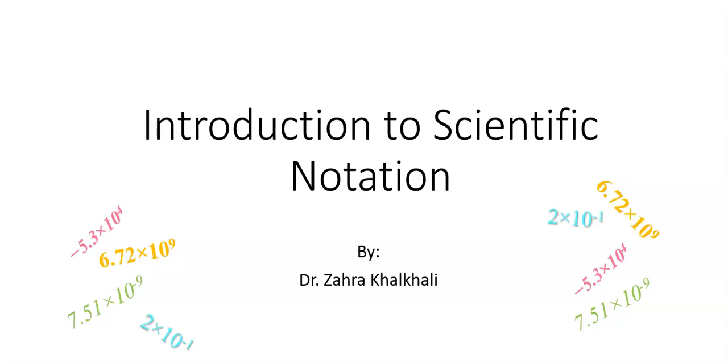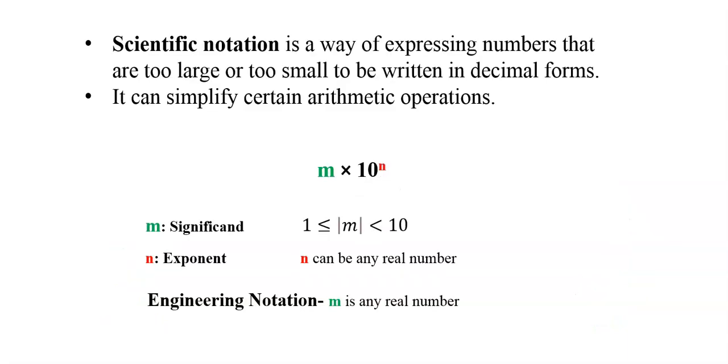Introduction to scientific notation. Scientific notation is a way of expressing numbers that are too large or too small to be written in decimal forms. Scientific notation can simplify certain arithmetic operations because it presents numbers that are too large or too small in a very brief format. And here is the format: m times 10 to the power of n.